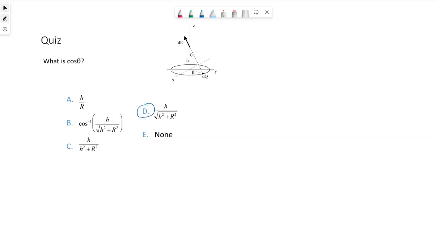Correct answer is D. So cosine is adjacent over hypotenuse, which is the r. So the lowercase r specifically. So h over r. But remember, we just said that r is the square root of h squared plus this capital R squared, where capital R specifically represents the radius of the ring itself. Lowercase r is the distance between this charge and this point where we're trying to find the electric field.